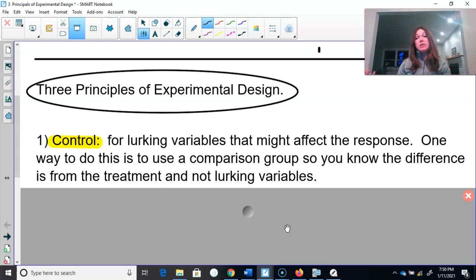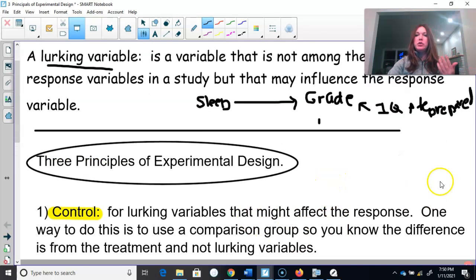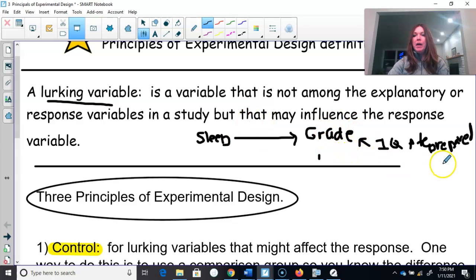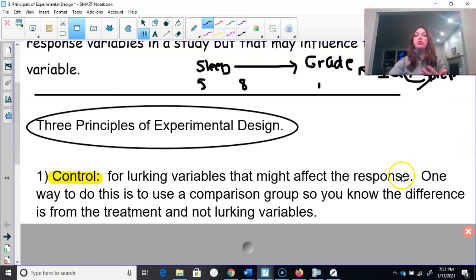One way to do this is to use comparison groups, so you know the difference is from the treatment and not from lurking variables. Another way to control, if we control lurking variables, for example, what you ate also influences what your grade is. What we could do is we could say, okay, one group's going to get 5 hours of sleep and another group's going to get 8 hours of sleep. And we could make sure that they all have the same breakfast throughout the experiment. So what we're doing then is we're controlling this lurking variable. Okay, that's another way to control.